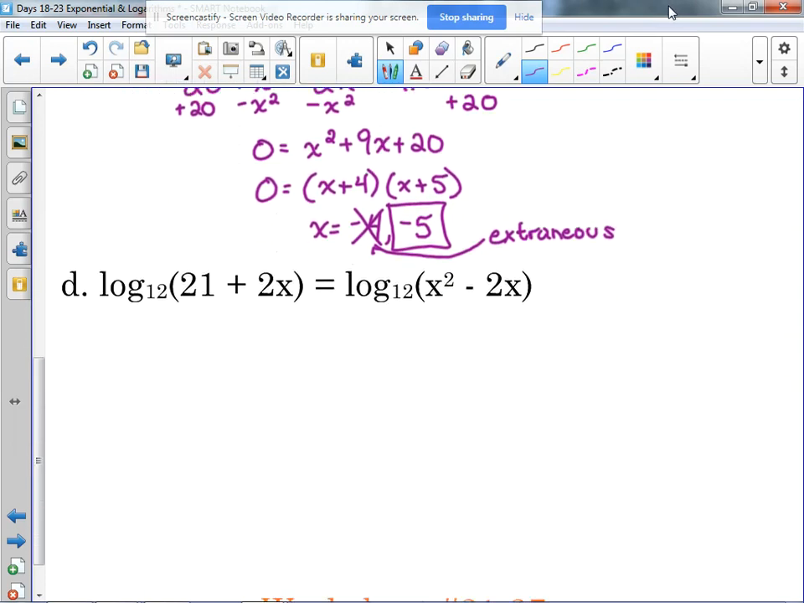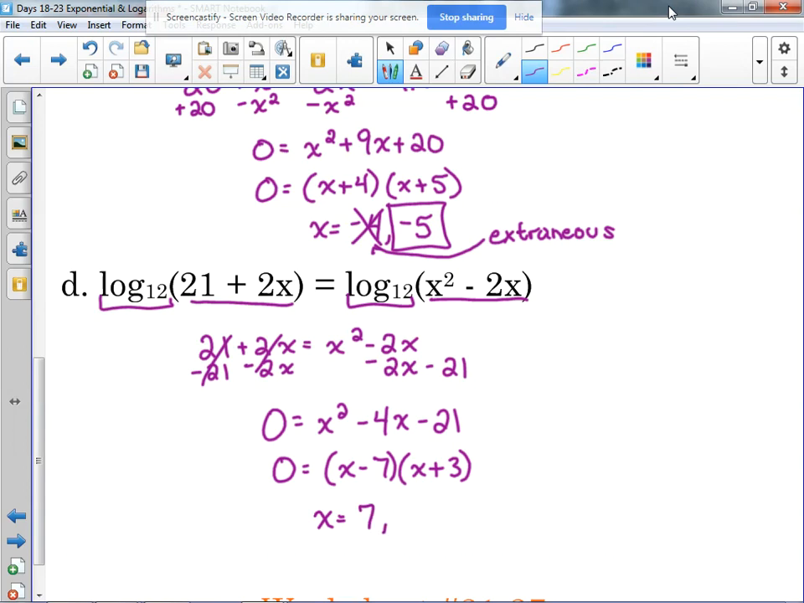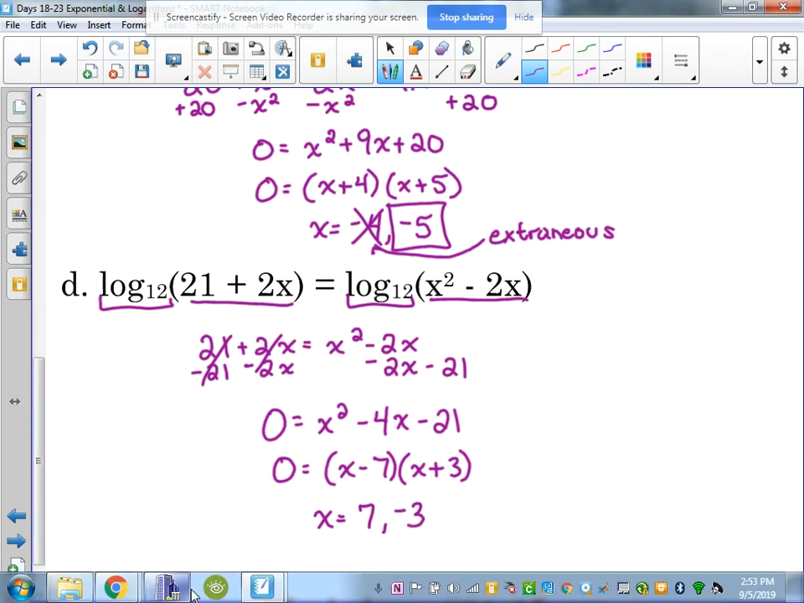All right, one more just to make sure that we've got it. Log base 12 on both sides, so we're good. Set what's inside the logs equal. Another quadratic. So let's move everything to the side with the quadratic term. So 0 is equal to x squared minus 4x minus 21. So that should be x minus 7 times x plus 3. So we get positive 7 and negative 3.